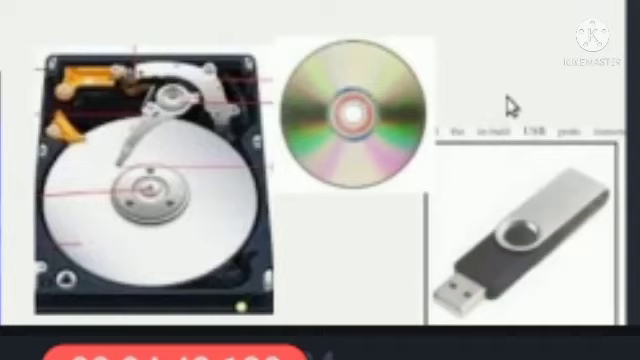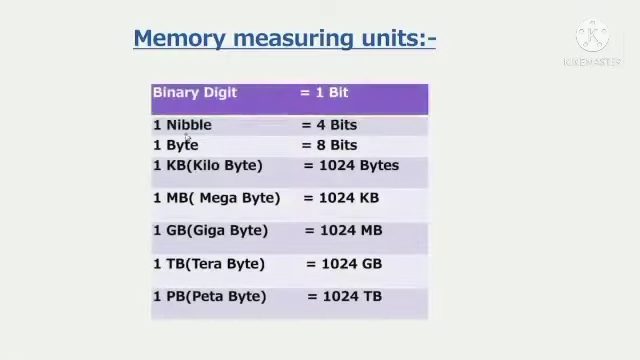Now let us see memory measuring units. We all know in memory, each bit is represented as binary. One bit is a binary digit. That means we call each binary digit one bit. A combination of 4 bits is called a nibble. A combination of 8 bits is a byte, 1 byte.